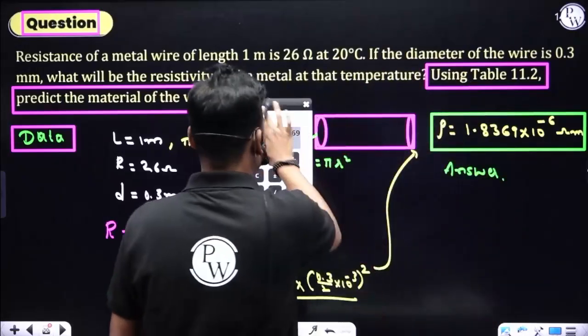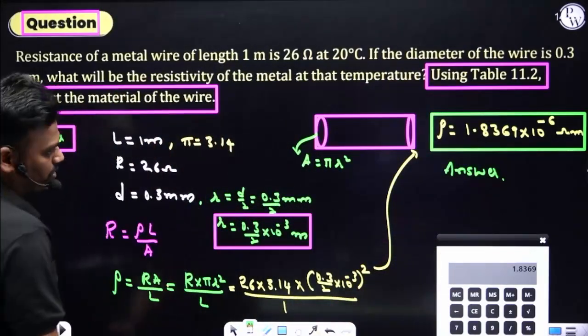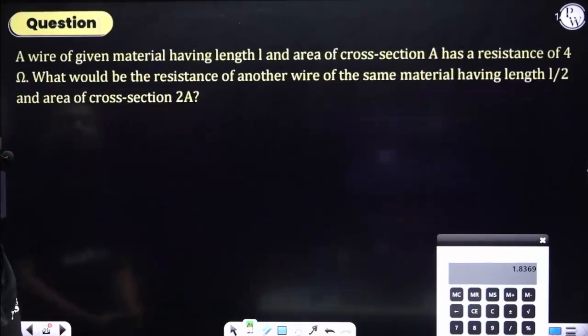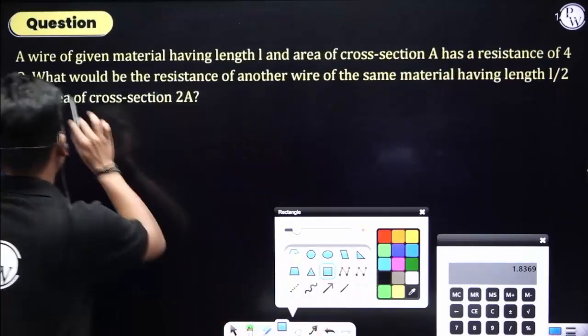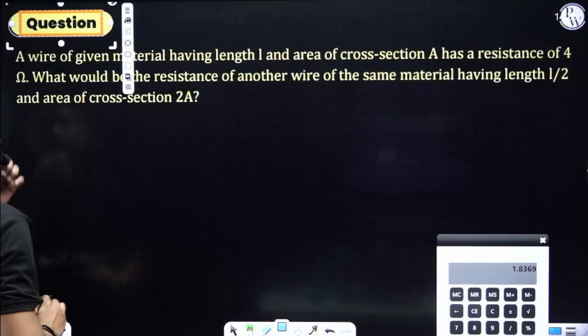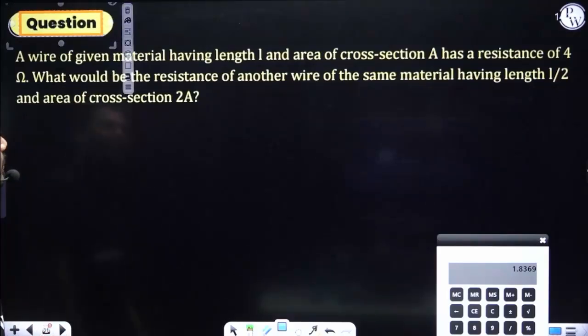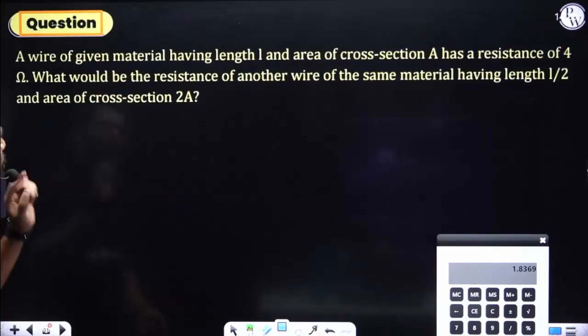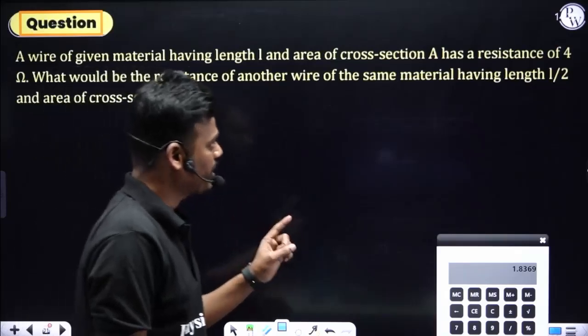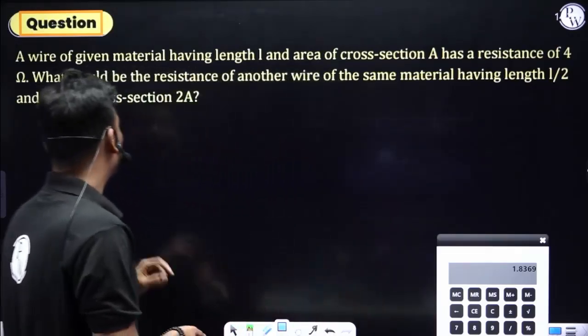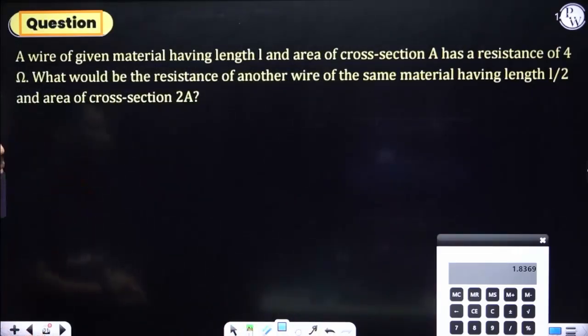Okay, right. So let's move on to the next concept. Again, one more question. You can expect one question from these exercises. A wire of a given material having a length L and area of a cross section A has a resistance of 4 ohm. What would be the resistance of another wire of the same material having a length L by 2 and area of a cross section 2A?